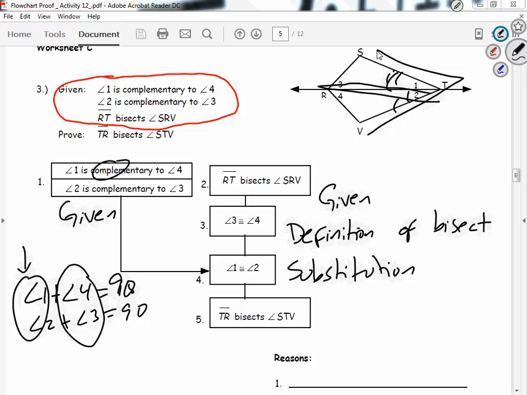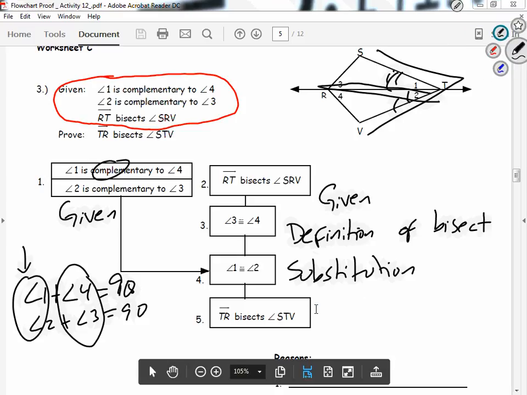Okay, let me read statement 5. TR bisects angle STB. What does bisect mean? Cut in half, so a line is going to create two different angles from one angle, and the two different angles are going to be equal. So we have angle 1 is equal to angle 2, then we have TR bisects angle STB. As a matter of fact, the reason starts with the letter D. Definition of bisect.